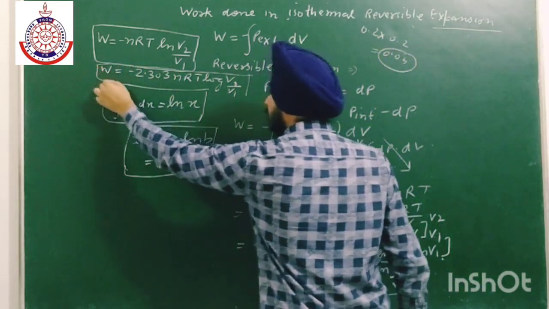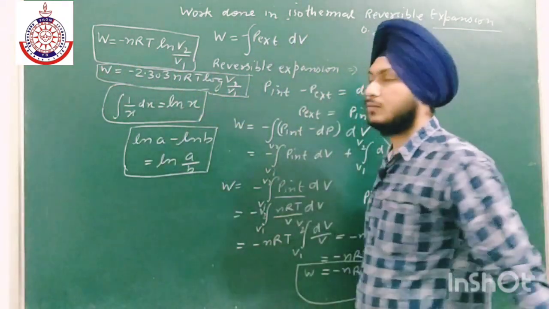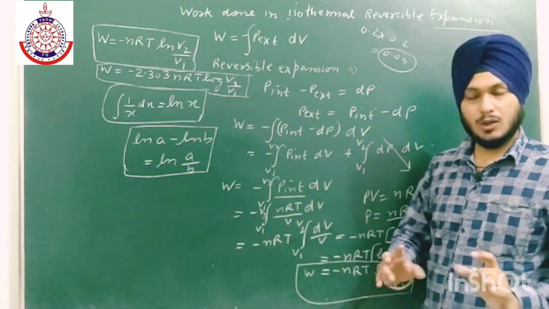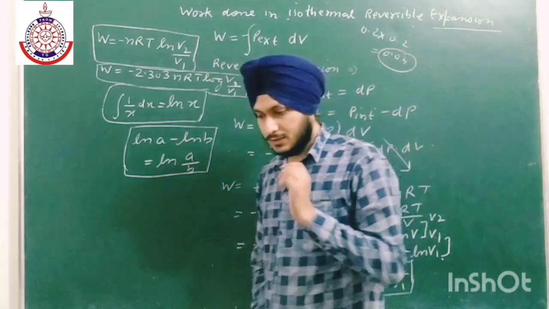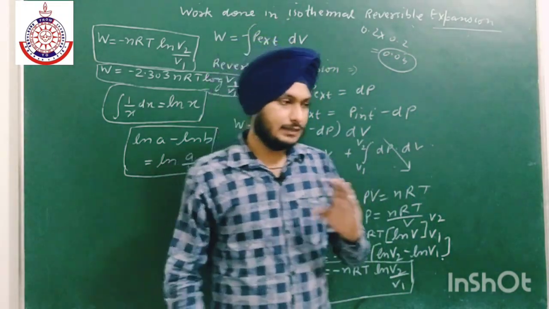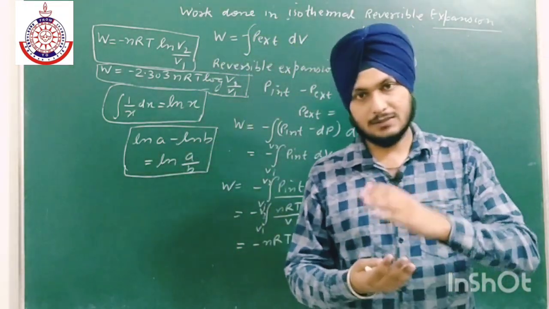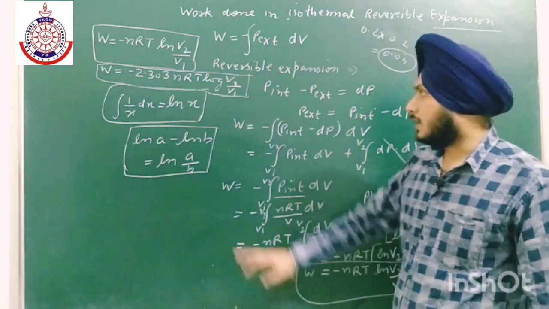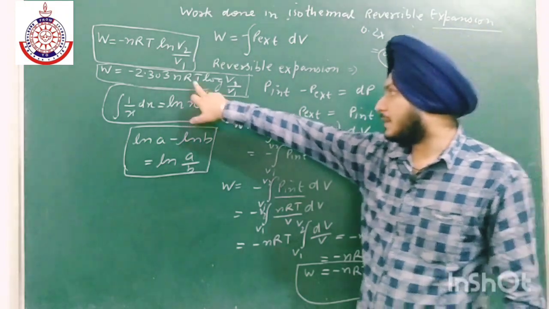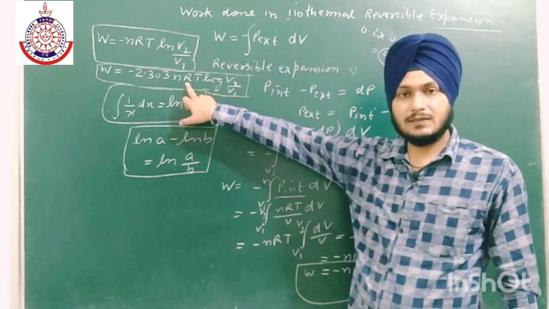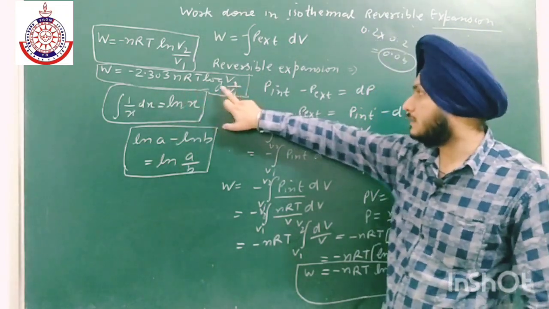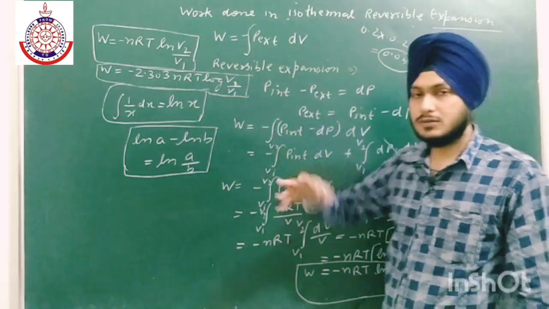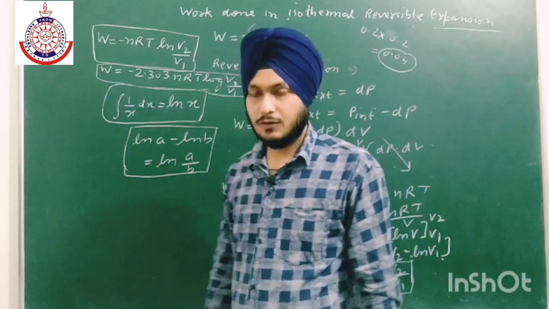This is the exact formula which we will use to solve the numericals. W is equal to 2.303 nRT log V2 by V1. Now it is given in your problem that the gas is expanding reversibly and isothermally. It will be given in the question, and you have to just apply this formula. Temperature is given to you, R is 8.314. Temperature you have to take in Kelvin, and V2 and V1 are also given to you, and you have to just apply this formula.